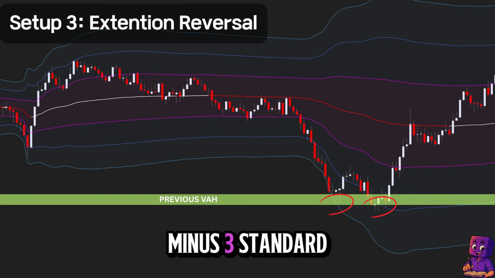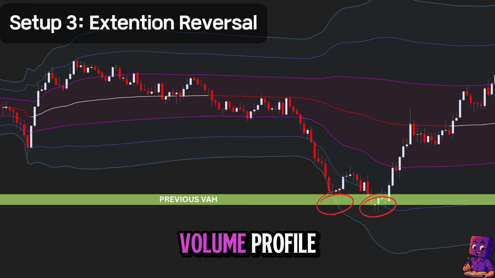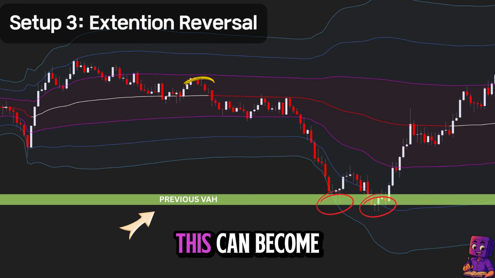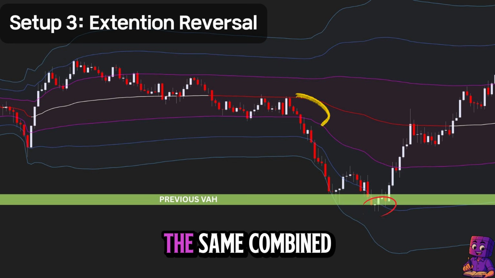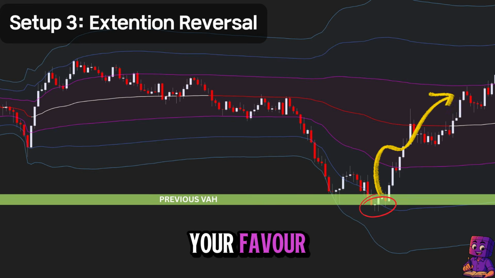-2 or -3 standard deviation into a volume profile support zone. This can become a reversal area. The same, combined with a nice price reaction in your favor.